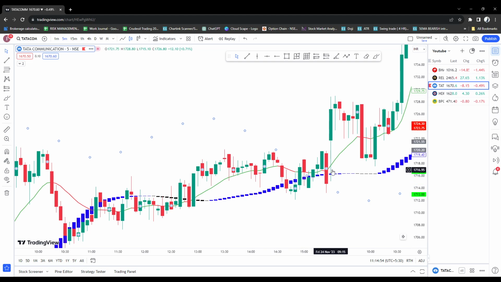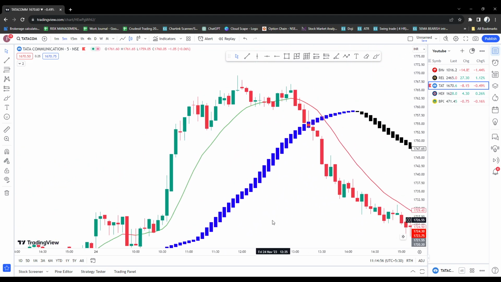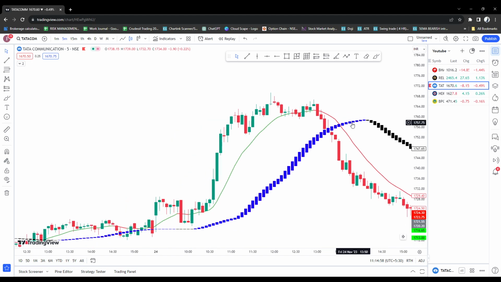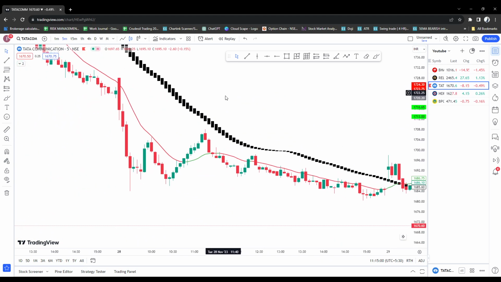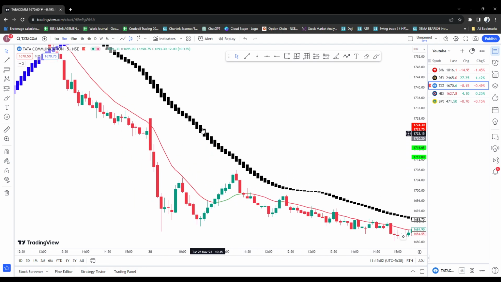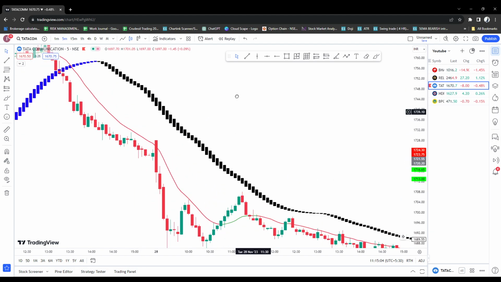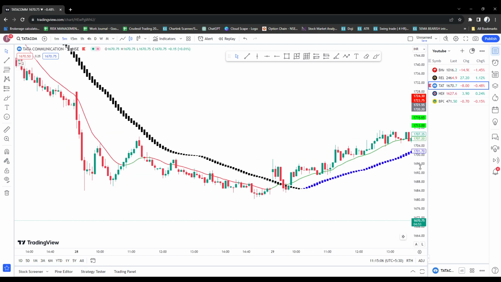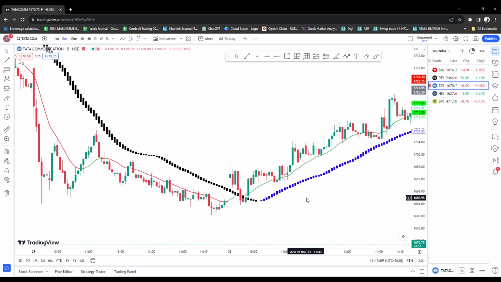See, this is a crossover, but we did not get a rejection from Heikin-Ashi, so we can't enter it. We have to get rejection only from this Heikin-Ashi candle, guys, only then, or else don't trade it. Okay, don't trade it, it's of no use.